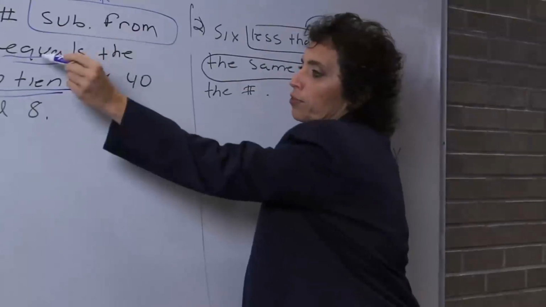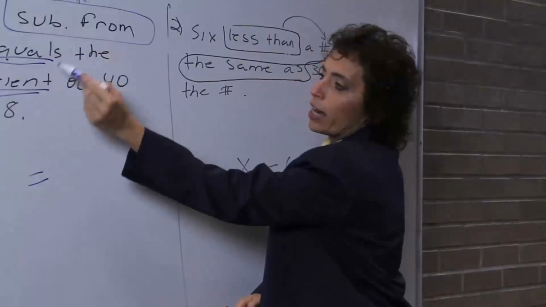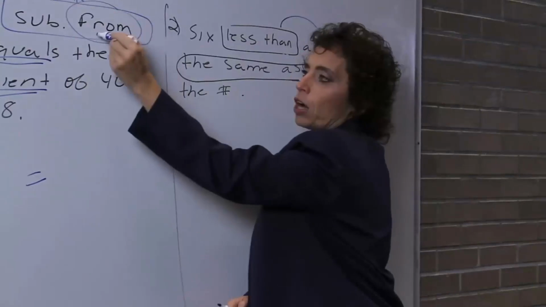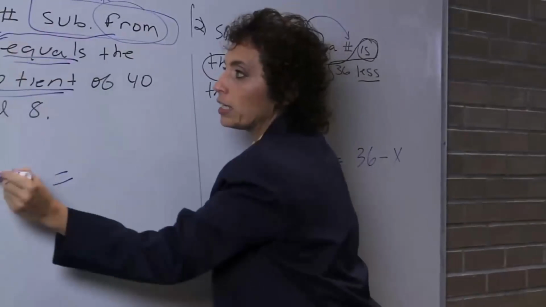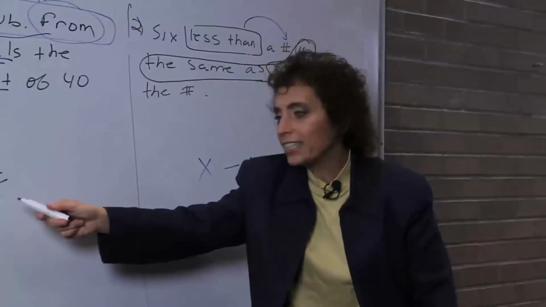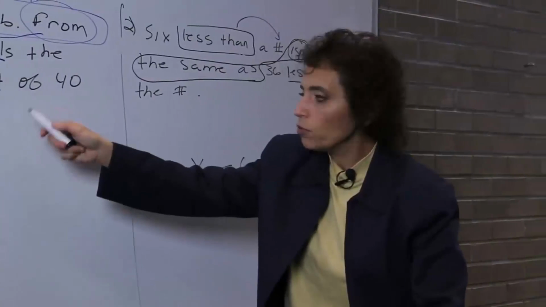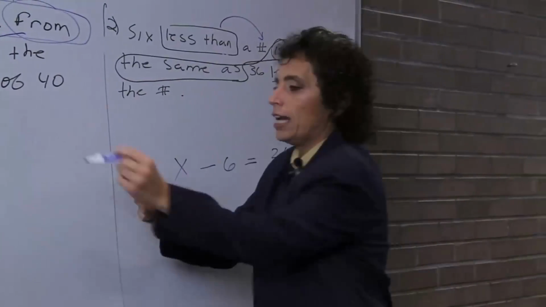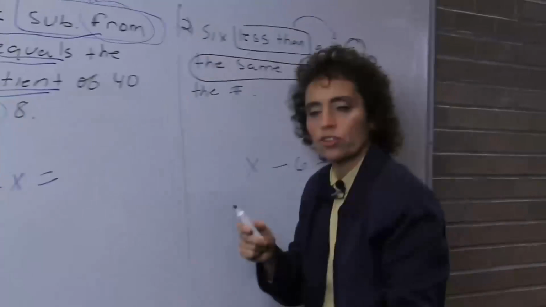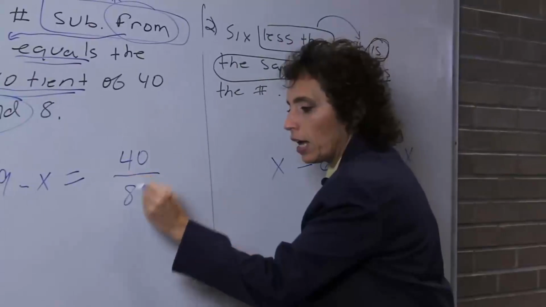Okay, a number subtracted from 19 equals. So a number subtracted from, whatever comes after the word from goes first. So 19 goes first. A number subtracted from 19 looks like that. That's perfect. Equals the quotient. Remember, quotient means division. And here's the and that tells us where the division sign goes. The quotient of 40 and 8.